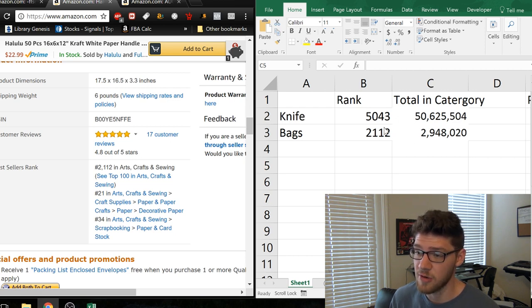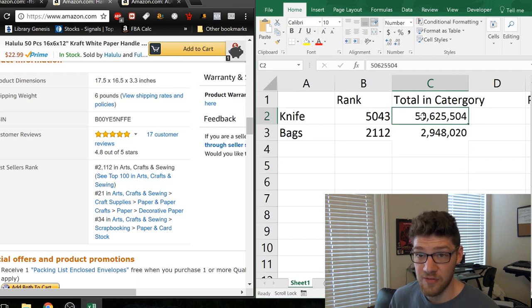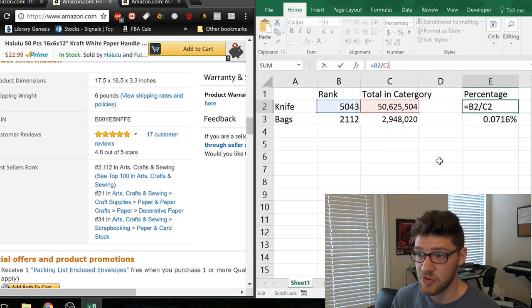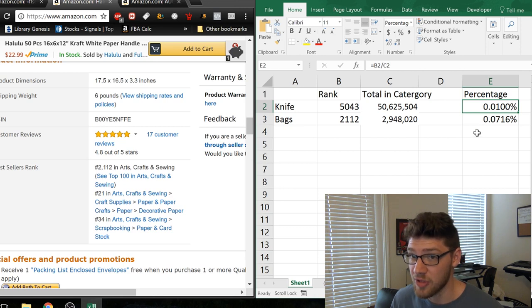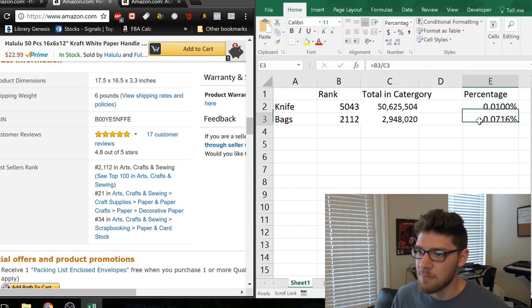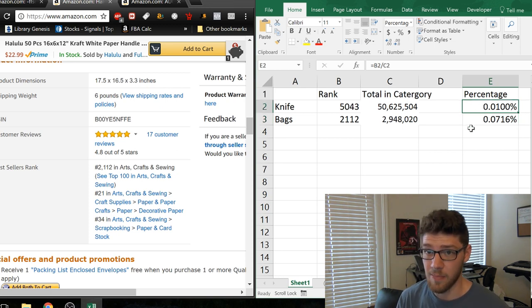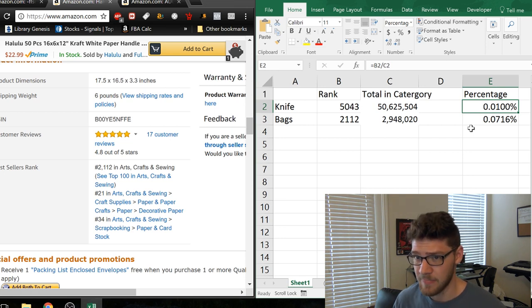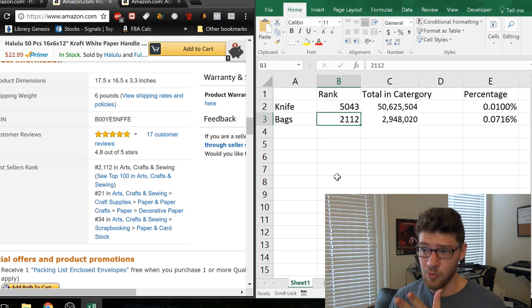And I've put this in this spreadsheet over here. In the kitchen and dining category, there's 50 million products. And in the arts and crafts and sewing category, there's not even 3 million. And the percentage is just the rank divided by the number of products in that category. So the knife, right, is in the top 0.01% of its category, whereas the bags are in the top 0.07%. So what does that mean? It means that the knife is actually ranked better than the bag. And that's interesting because if we look, the rank of the knife was higher than the rank of the bag. So this is just to show that the rank is entirely dependent on what category it's in, and that you really can't compare two products in two different categories very easily.